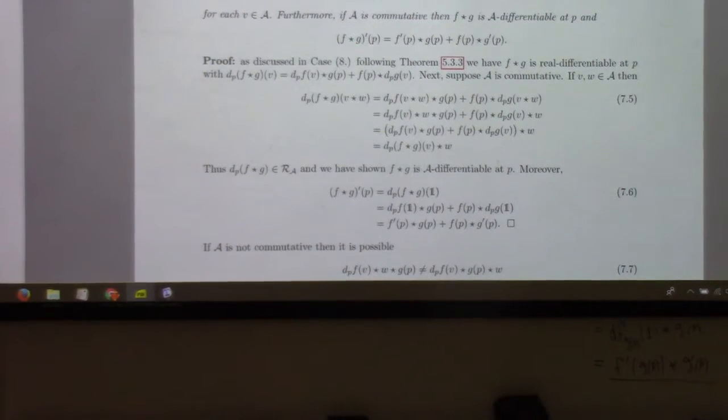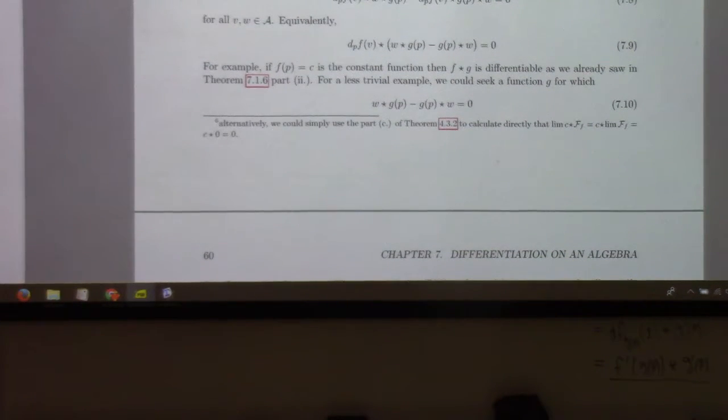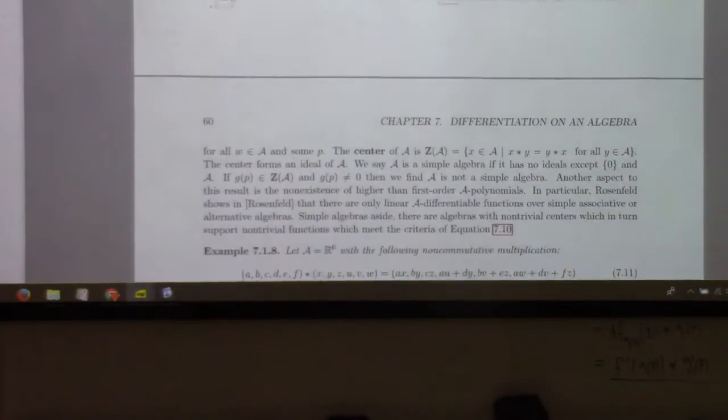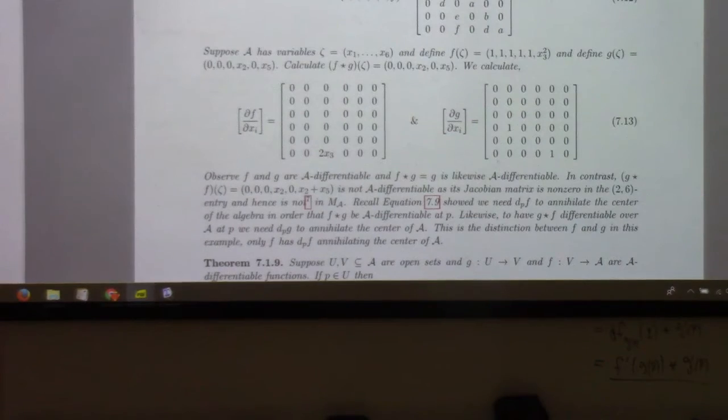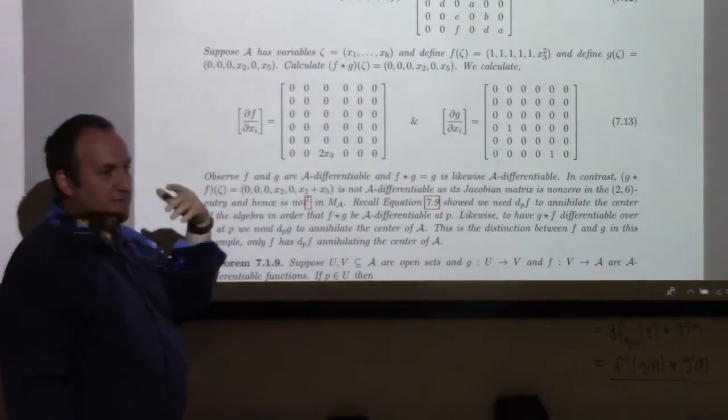It's possible in a non-commutative algebra to still have differentiability of the product, but I have an example here that shows the product of f and g is A-differentiable, but the other way around, g times f, is not A-differentiable. So you get some really weird stuff if you deal with non-commutative algebras in terms of the differentiability properties in terms of our definition. So that's what this example here is. It's just a horrible, horrible six-dimensional algebra where I have an explicit function where f times g is A-differentiable, but g times f is not A-differentiable.